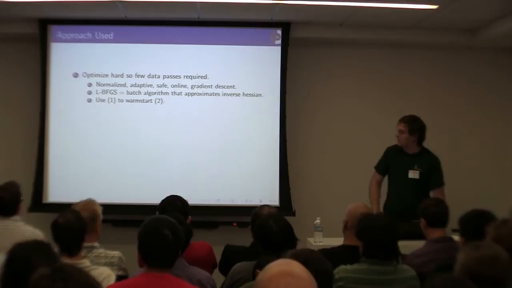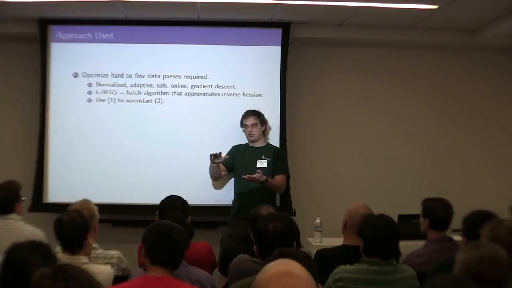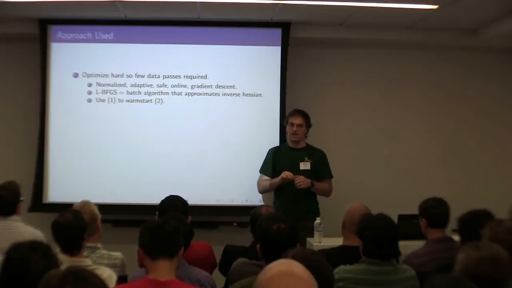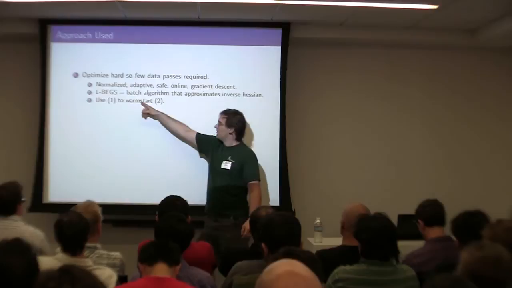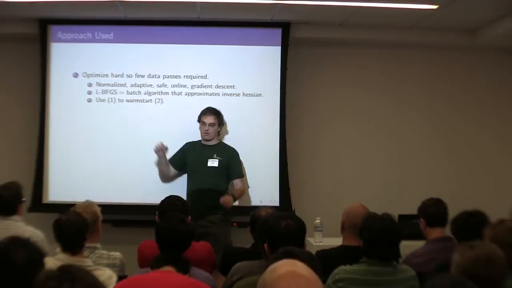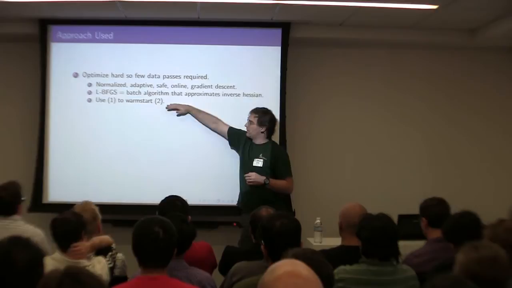You also want to use online gradient descent type approaches, which are pretty good at getting you to a good solution very quickly. Not necessarily the best at getting you to a perfect solution, because they're just looking at examples one at a time, so it's hard for them to average properly. LBFGS is pretty poor at getting you somewhere fast, but once you get to the neighborhood of where you want to be, it's very good at giving you a high precision solution. So we used a pass of online learning to warm start LBFGS. And that seemed to be a very effective approach.